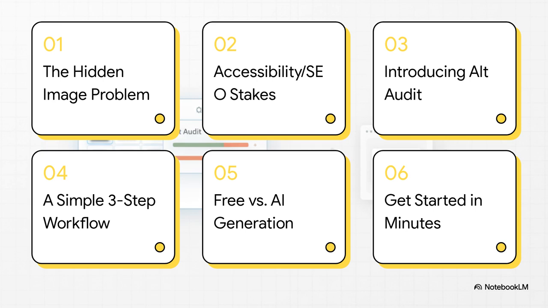So here's what we're going to cover. We'll start with the high stakes of accessibility and SEO. Then we'll introduce a really powerful tool called Alt Audit, walk through its super simple workflow, compare its free and AI features, and finally, show you how you can get started in just a few minutes.